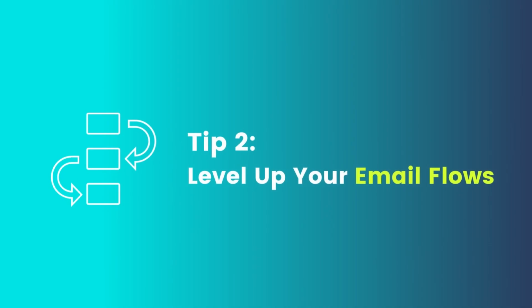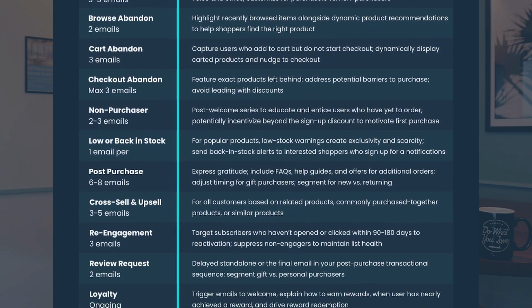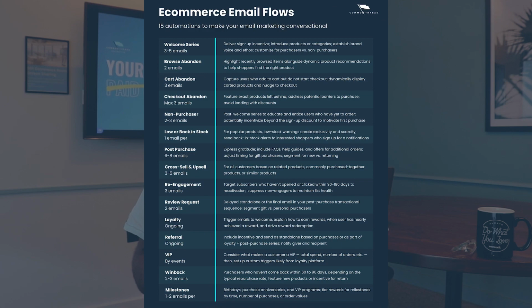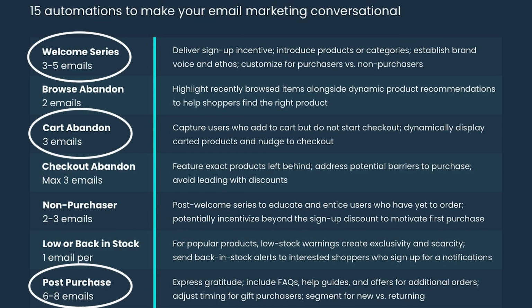That's the second way to increase online sales: audit and level up your email flows. The right automated emails empower you to join a conversation that your customer is already having with your brand. Here are 15 email flows to ensure your brand is showing up at the right time. 3 you should audit immediately are your welcome series, your abandoned cart and checkout, and post-purchase flows.